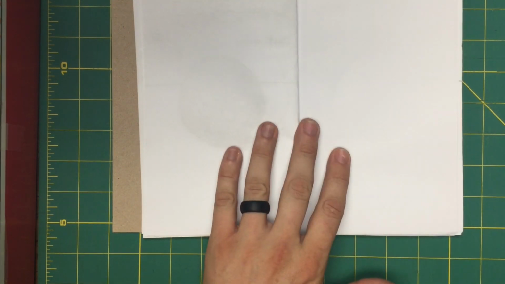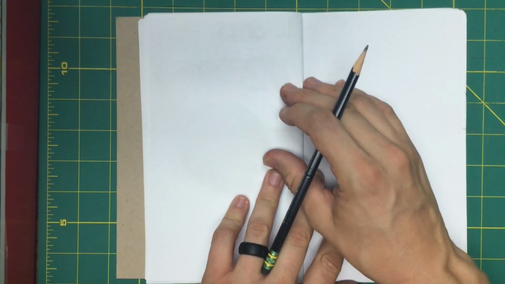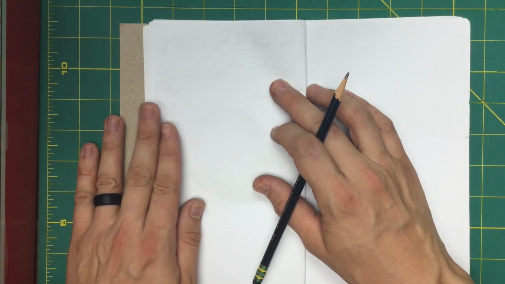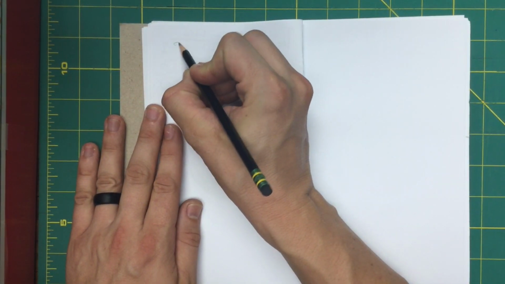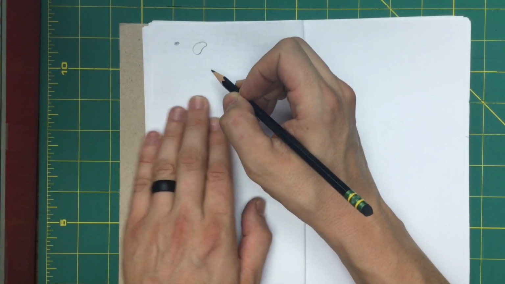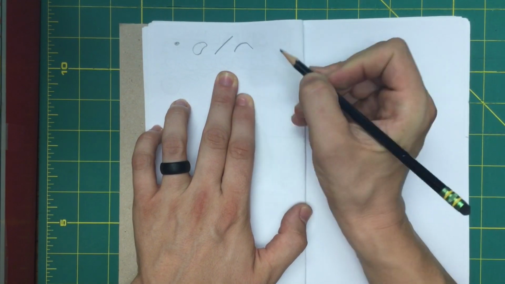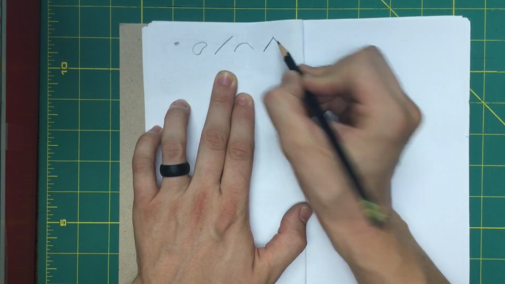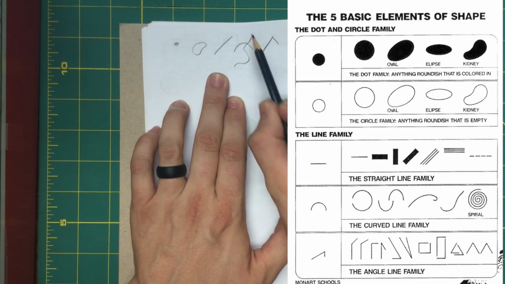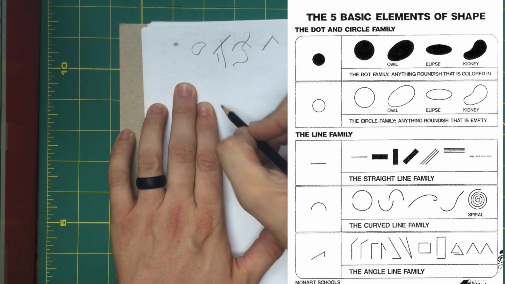At the very beginning of the school year, I always like to tell my students that they can draw anything they want using 5 elements of shape. Those 5 elements are a dot, or a circle shape, or a straight line, or a curved line, or a bent line. Now your curved line might look different than my curved line, and your straight line might be short or long, thick or thin.